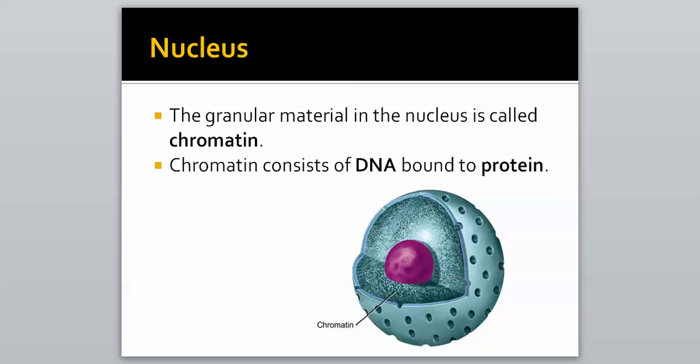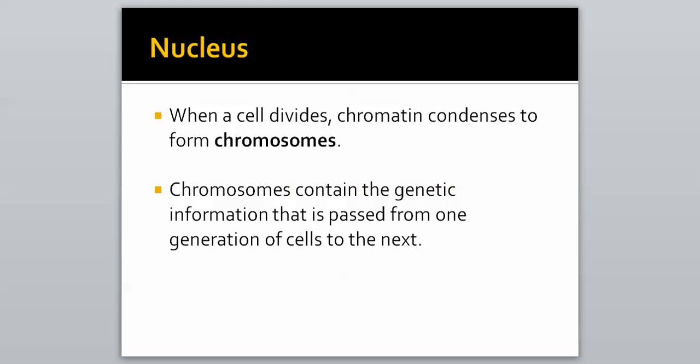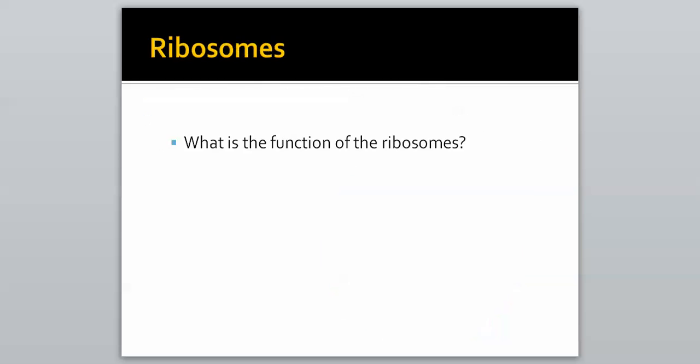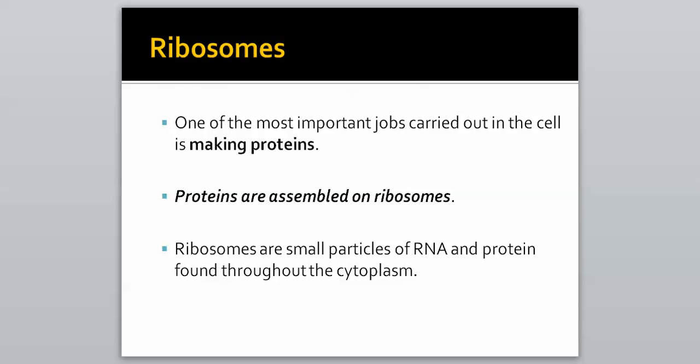So we might actually take a little step out of the nucleus now to look at the ribosomes, considering that the function of the nucleolus is to make ribosomes. So we're going to discuss what ribosomes are. What is the function of the ribosomes? One of the most important jobs carried out in the cell is making proteins. Proteins are assembled on ribosomes. So the function of ribosomes is to make proteins. Keep that in mind. Function of ribosomes, making proteins. It's in there, it's bolded. Proteins are assembled on ribosomes, bolded and italicized there to show that's important.